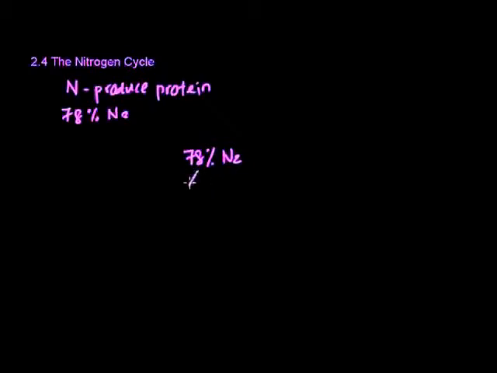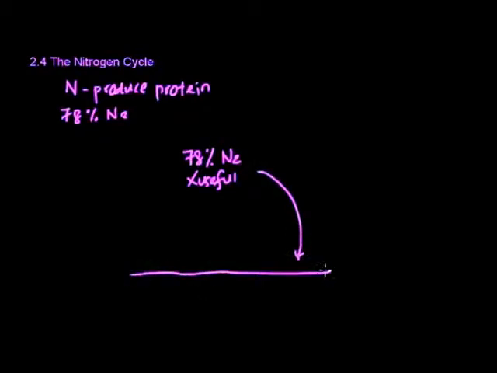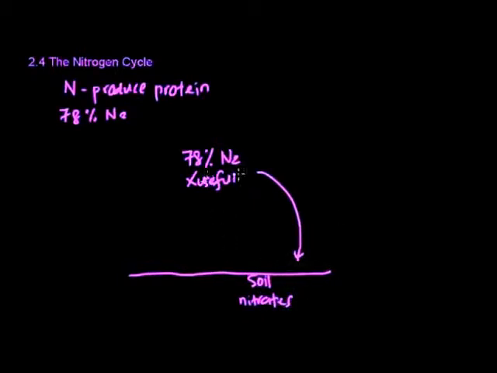Which is not useful for the plant. So we have to change it to nitrates in the soil. So this is the soil, and the nitrogen in the air can be changed into nitrates in the soil. Then how is it done? Well, there are several ways. One of the ways is lightning.